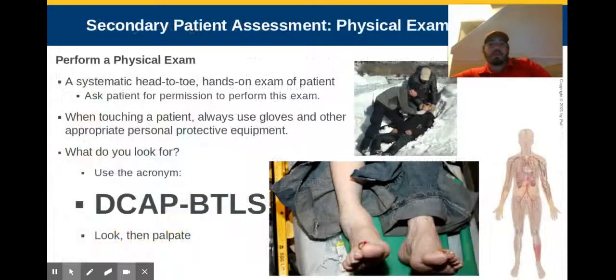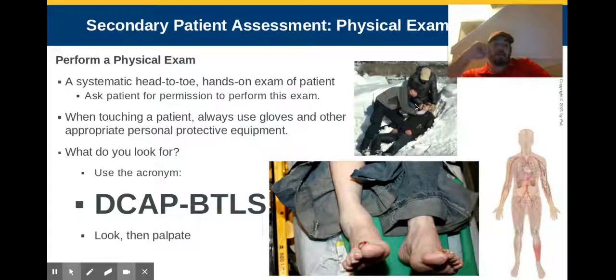All right. So the next part of our patient assessment is the physical exam. And this is a systematic head to toe, hands on exam of the patient. And it's important to ask the patient for permission, which I know you did at the beginning, but ask again, hey, I'm going to just feel around for anything. You tell me if it hurts or not.